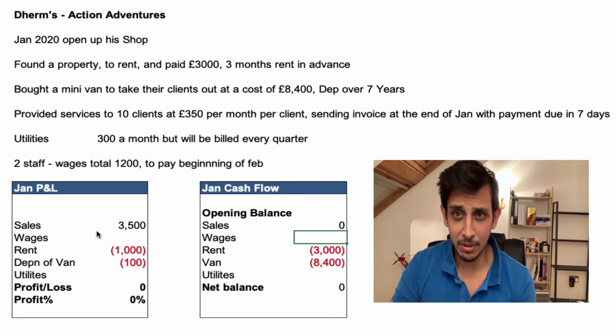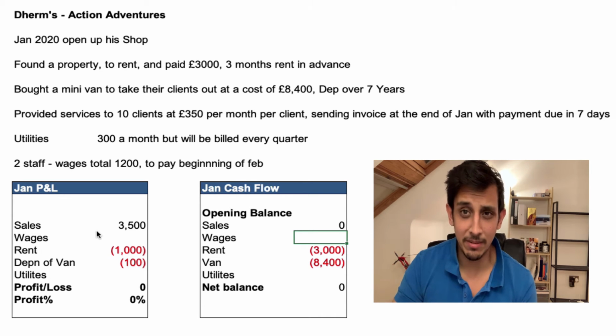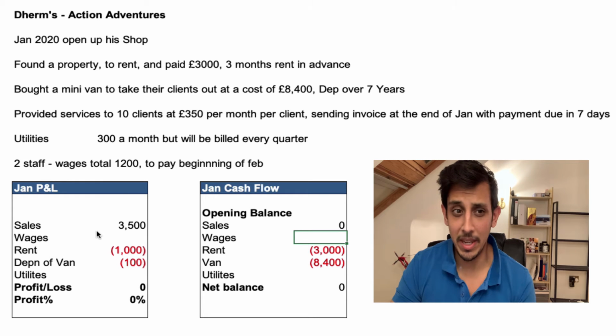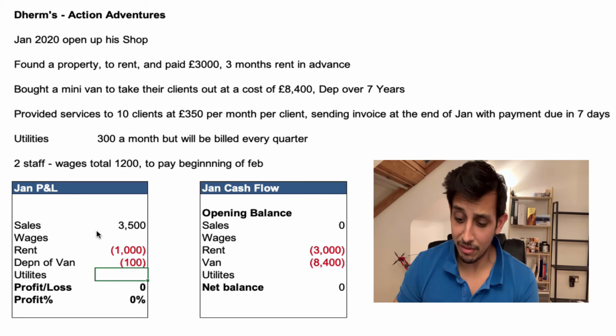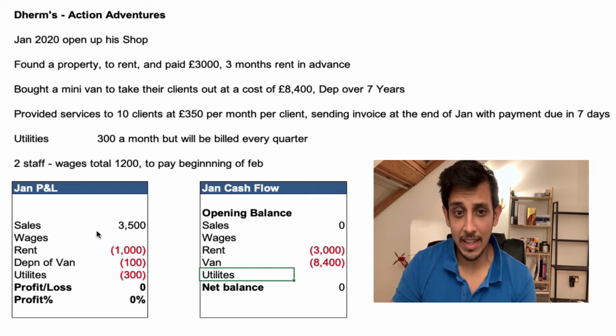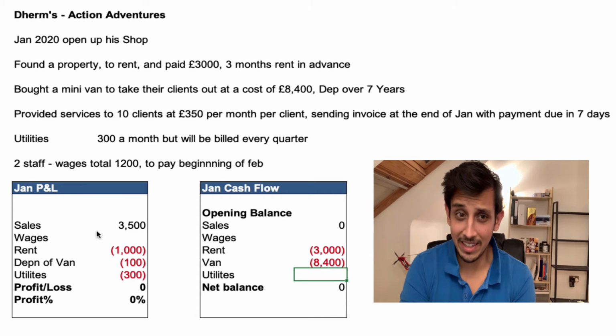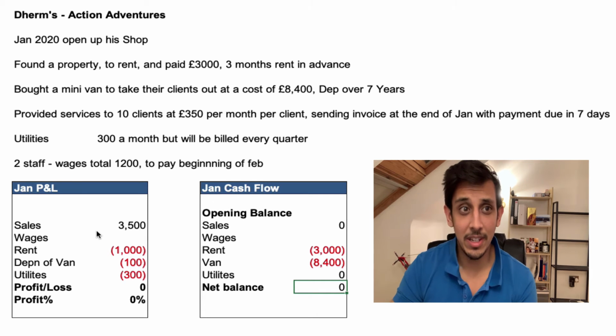Now, next, we've got some utilities. It's quite expensive operating where we are, and we actually pay £300 a month, but we'll actually be billed every quarter. So from a utilities perspective, on the P&L we record the full £300 because that's how much is due. And then from a cash flow perspective, because we haven't actually paid anything and it's billed every quarter, we haven't paid anything yet. So therefore, for once, we can record a 0.